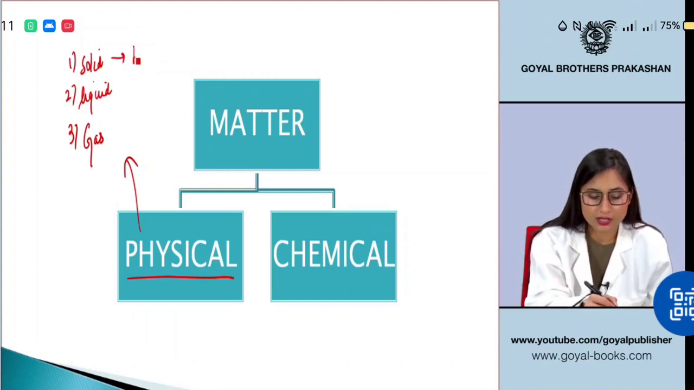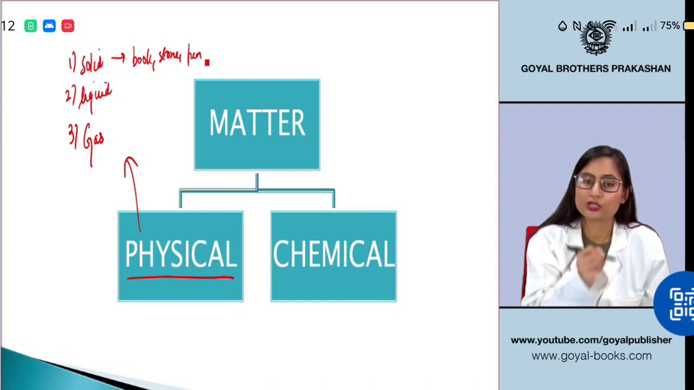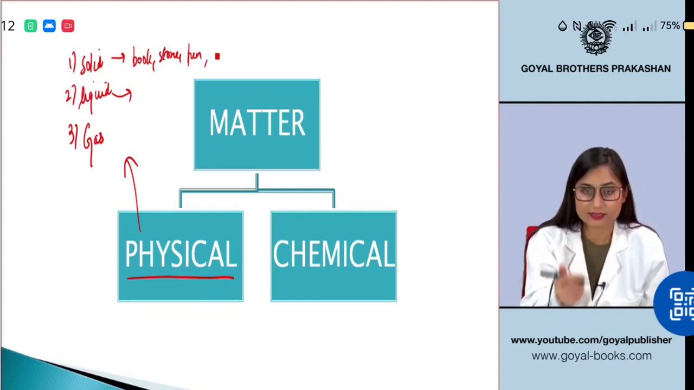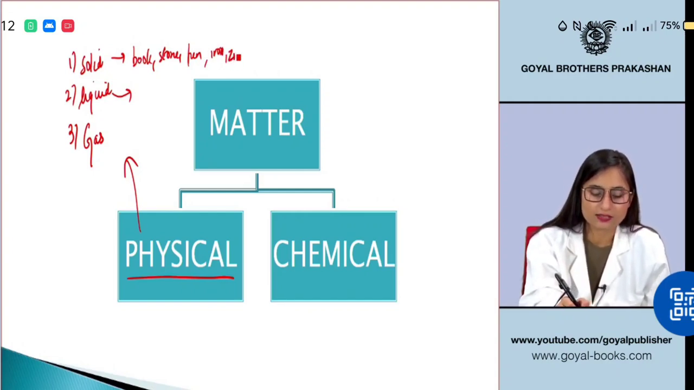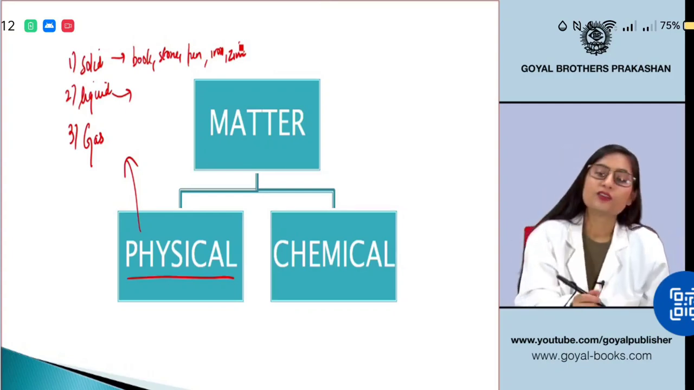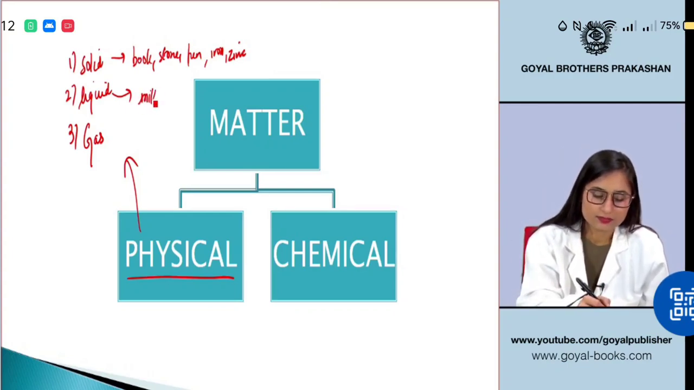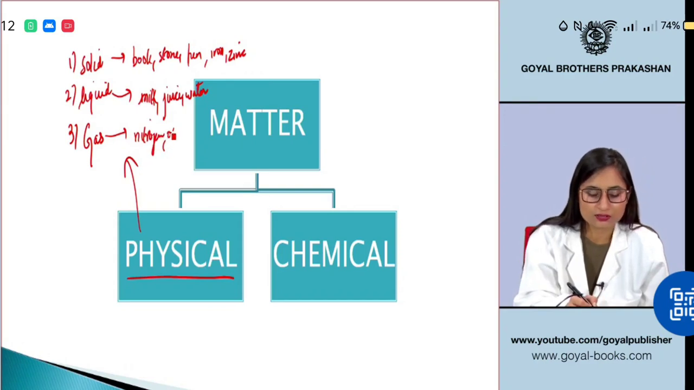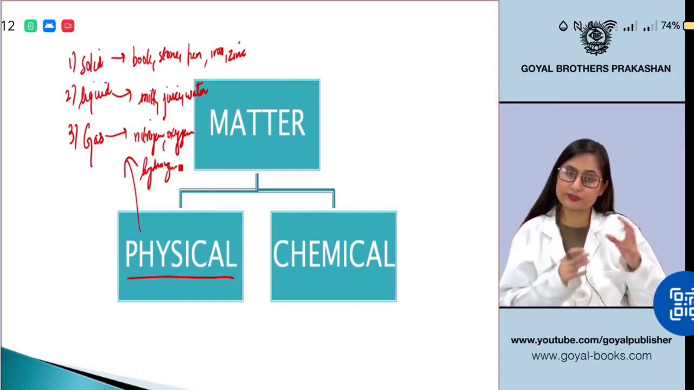Examples of solids: you have a book, you have stone, correct, you have a pen, all of this is solid. You can also write the names of metals, for example, iron, zinc, all of these are solids. For liquids, you have milk, correct, you have juice, you have water, all of this is liquid. Now thirdly, you have gases, which are nitrogen, oxygen, hydrogen. These are all classifications based on physical properties.